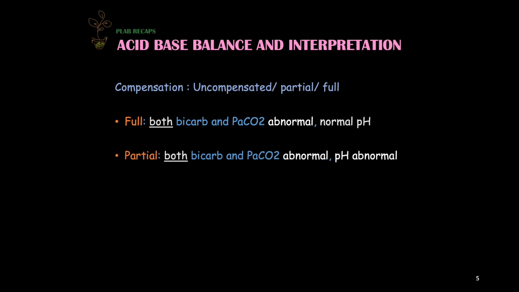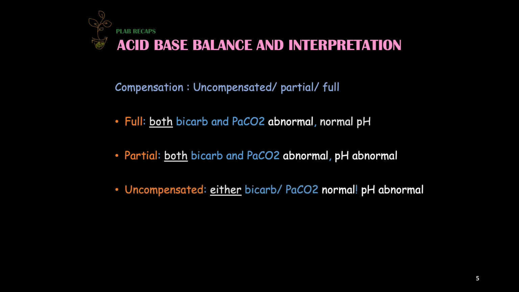A partial compensation is seen as the pH that remains abnormal despite the body trying, as a result of which bicarb and PCO2 are both found to be abnormal. Whilst uncompensated means that the pH is abnormal, the body's mechanisms have still not kicked in to try and normalize the pH, commonly seen in respiratory disorders that present acutely, whereby the renal system may take time to correct the pH. Therefore, the bicarb is still in the normal range.